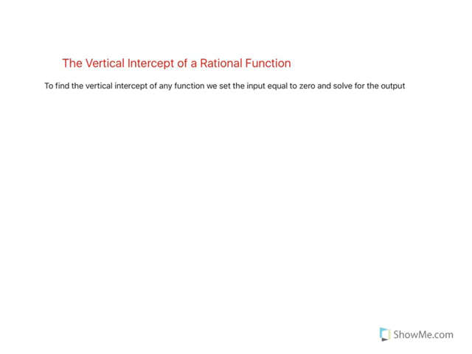We're going to be talking about the vertical intercept of a rational function. So let's talk first about vertical intercepts, or the vertical intercept of a function. We all know that to find the vertical intercept of any function, we always set the input, otherwise x, equal to 0, and then we solve for the output.